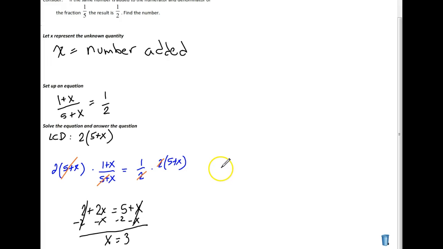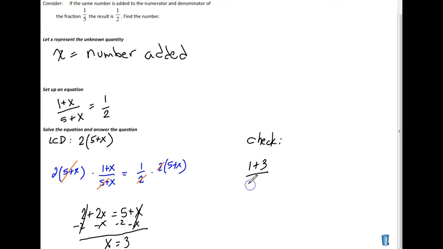Now I want to go back and check this, or at least see if it makes sense in terms of our problem. So if I go 1 plus 3, I'm adding it to the numerator, oops, there I go again with that 1, and 5 plus 3, I want to know, does that equal 1/2? Well, 1 plus 3 is 4, and 5 plus 3 is 8, and we know that 4/8 indeed equals 1/2. So we're good to go. So our solution is x equals 3, or the number that we add is 3.